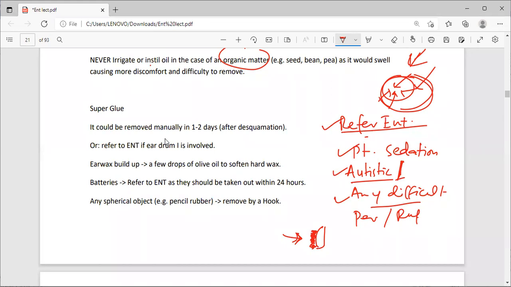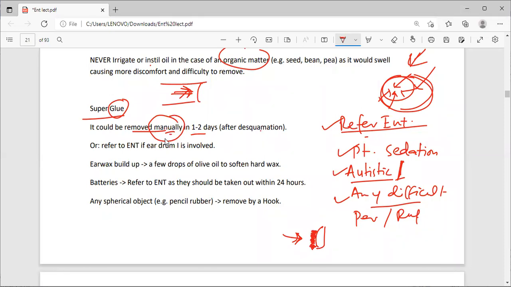What is super glue? Super glue is basically a glue. If the child instills glue inside the ear canal, what you have to do is it could be manually removed 1 to 2 days after desquamation, manually by hand, or refer to ENT if the eardrum is involved. If the glue is attached to the eardrum, then you have to send it to the ENT.